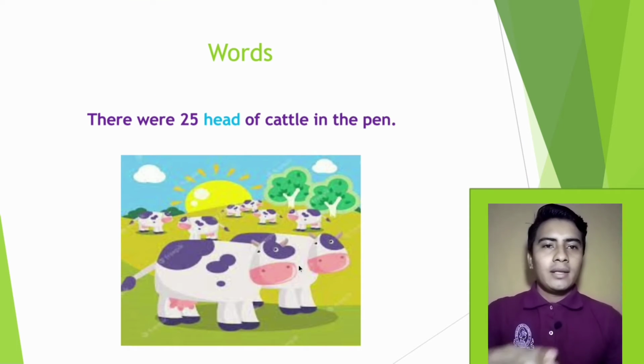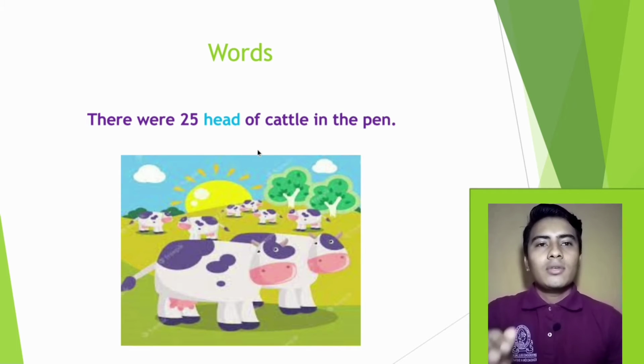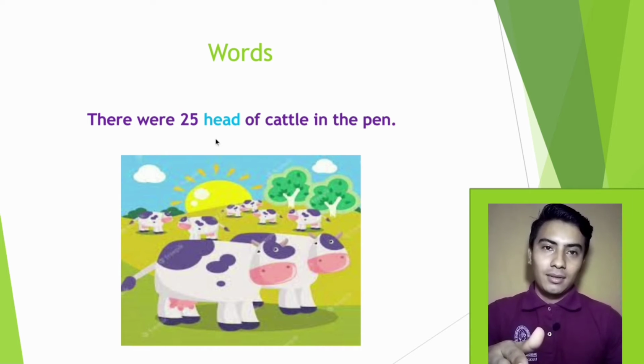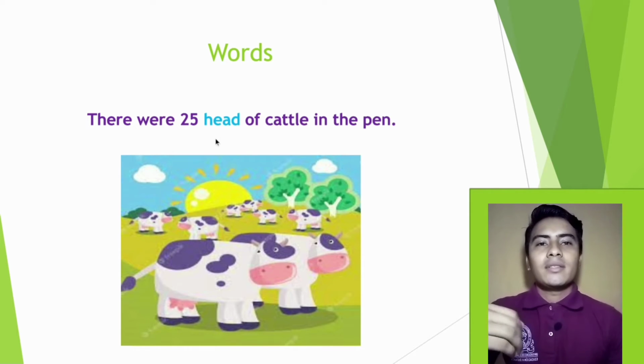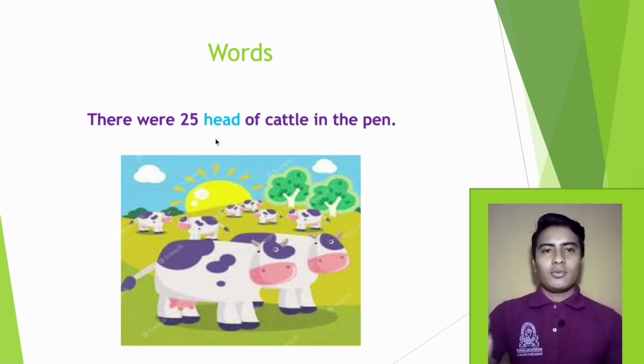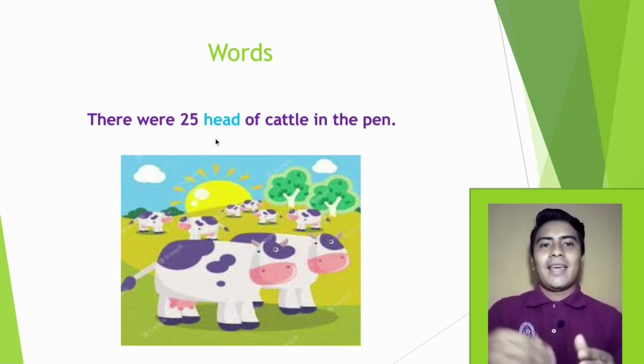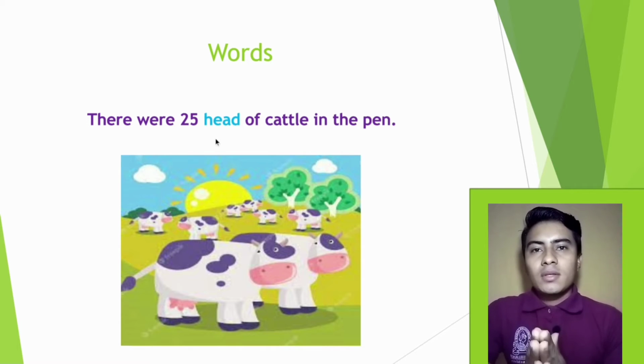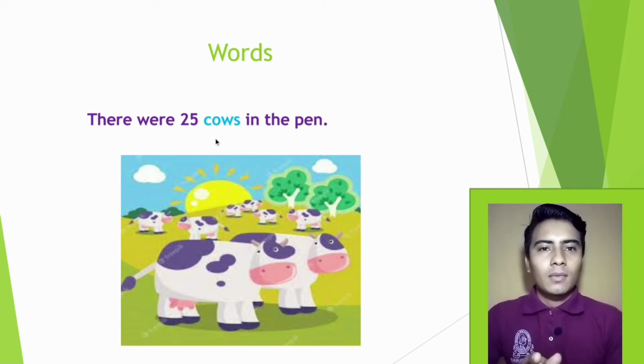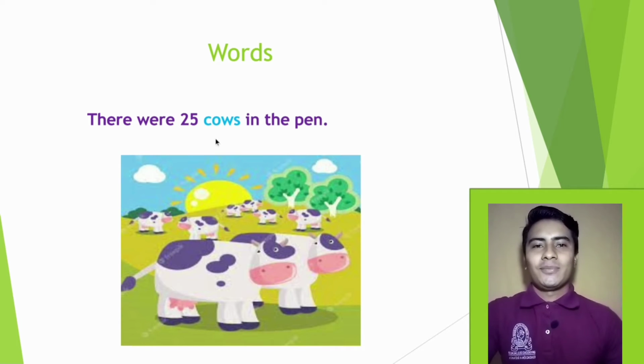Let's now look at an example. There were 25 head of cattle in the pen. There were 25 heads, or animals. Okay, well, by experience and logic, we know that it refers to 25 cubs, bulls, or whatever, and not only the head of them. This is an example of how a word can have more than one meaning, and this is how semantics works.